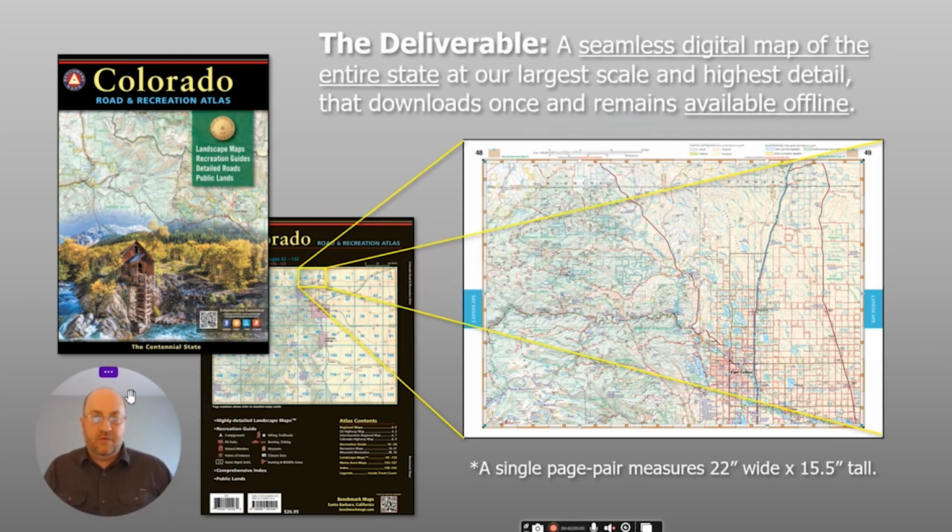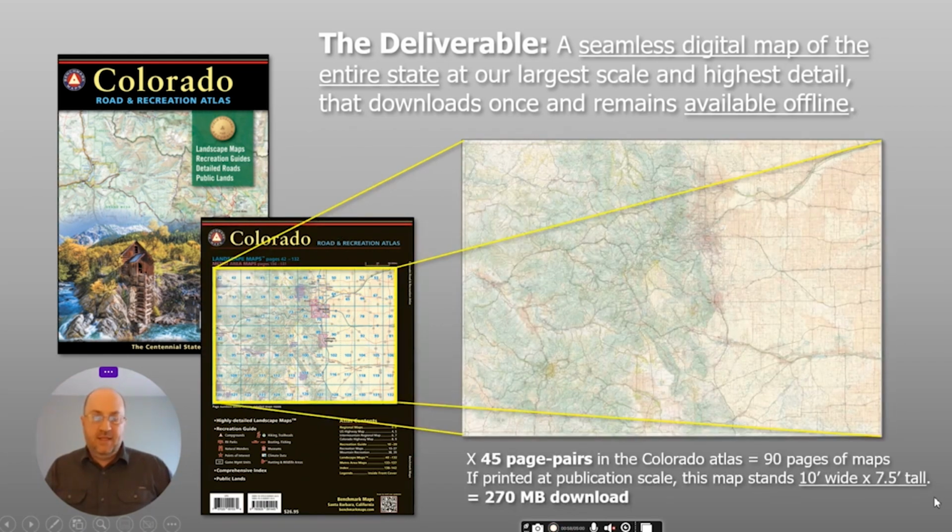Well, first we have to define the deliverable. What we want to give them is a seamless digital map of the entire state that is available for offline use. To give you a sense of the scale of this, just one page pair from our Colorado Atlas is over 20 inches wide and over 15 inches tall. There's over 45 of these in the book.